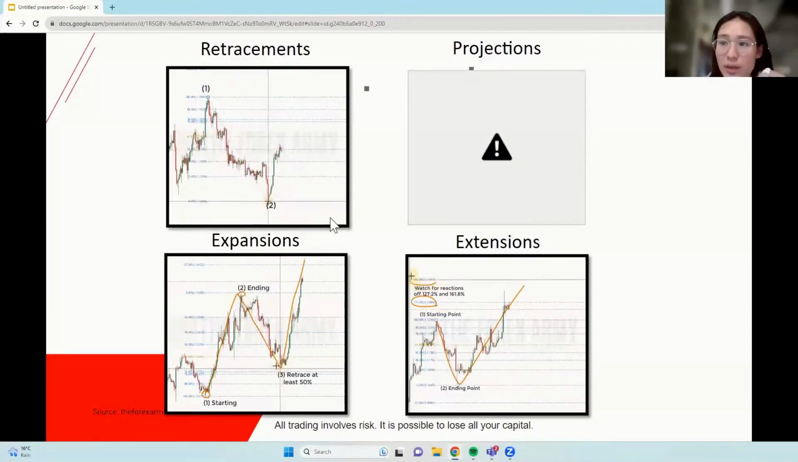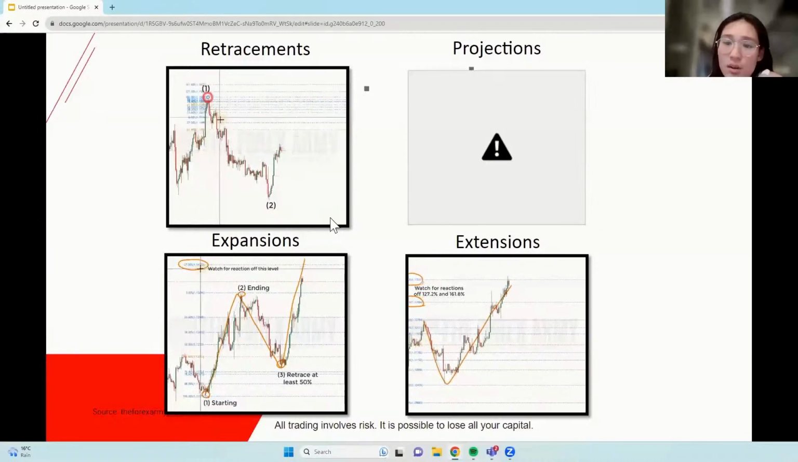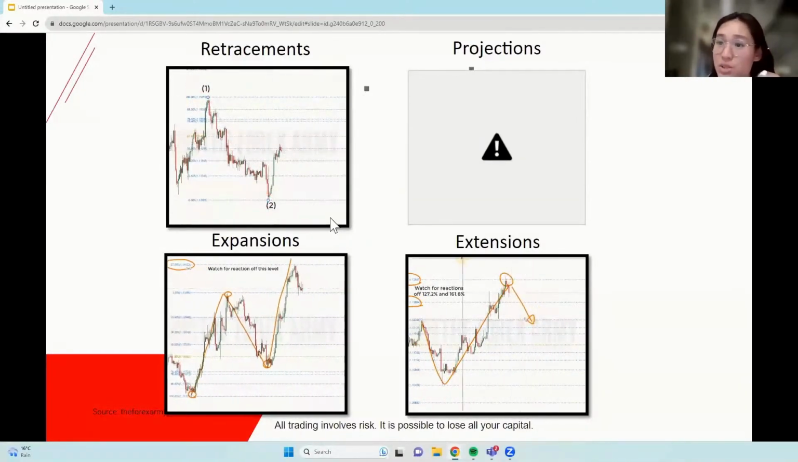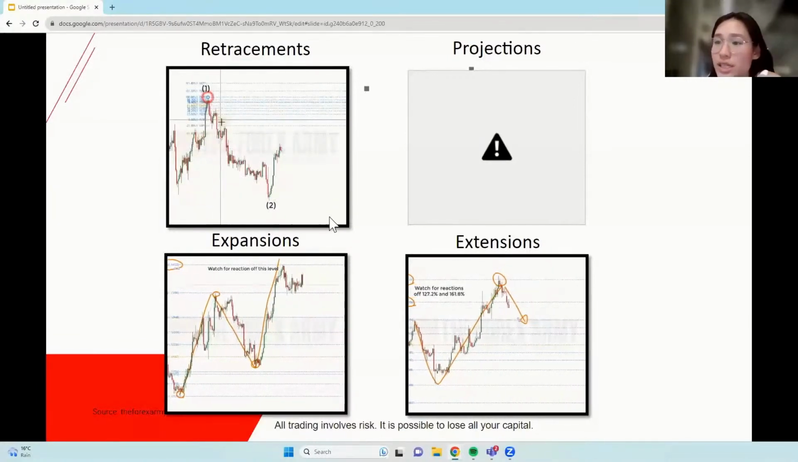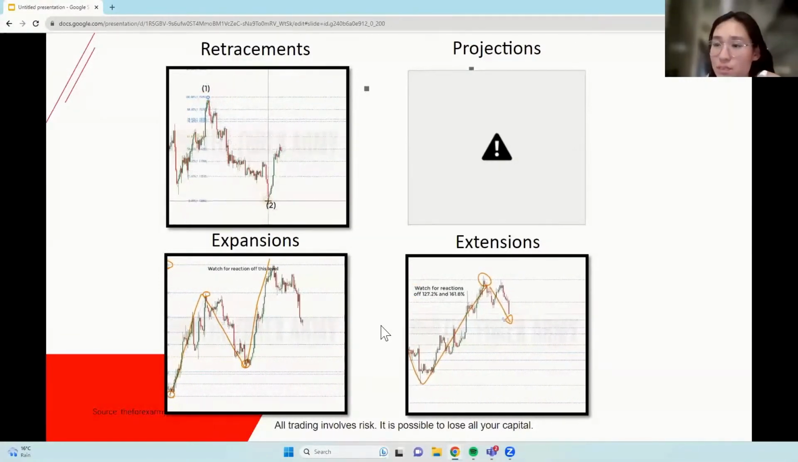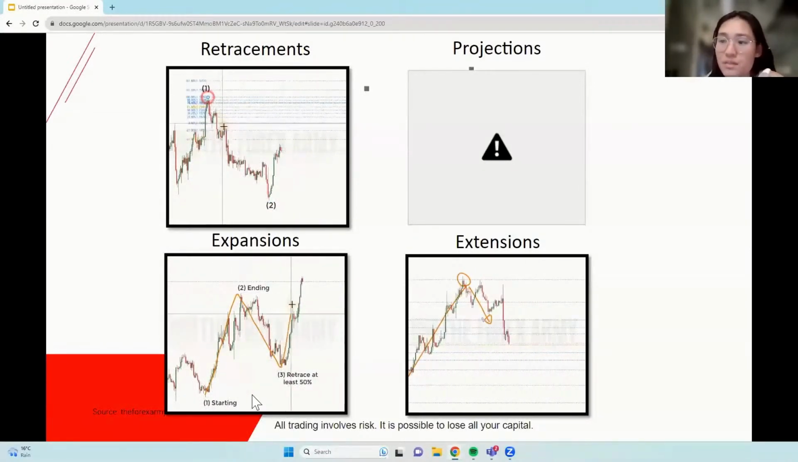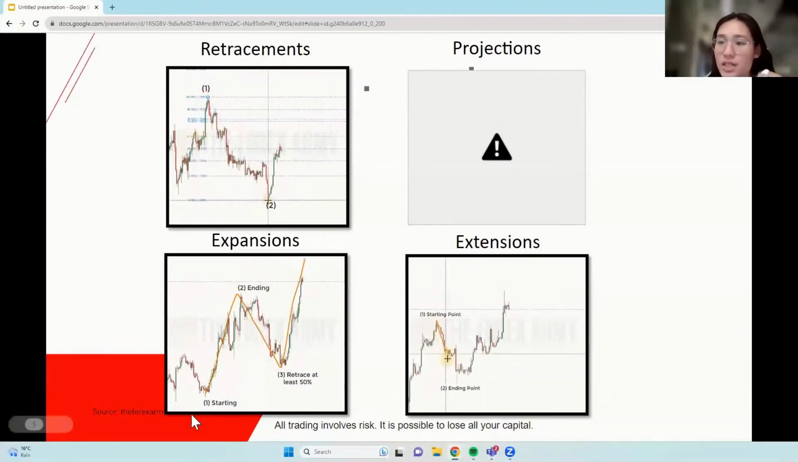Next, let's take a look at expansions. Expansions are the negatives of the range of Fibonacci numbers that we use. If we take a look at the expansions GIF here, you can see we have 3 points that we take note of, one starting point and then an ending point.